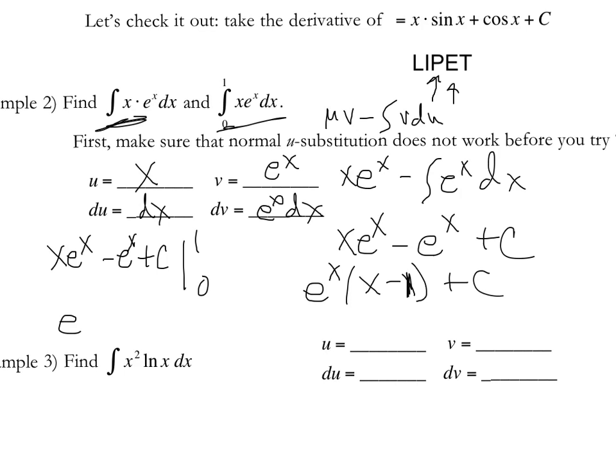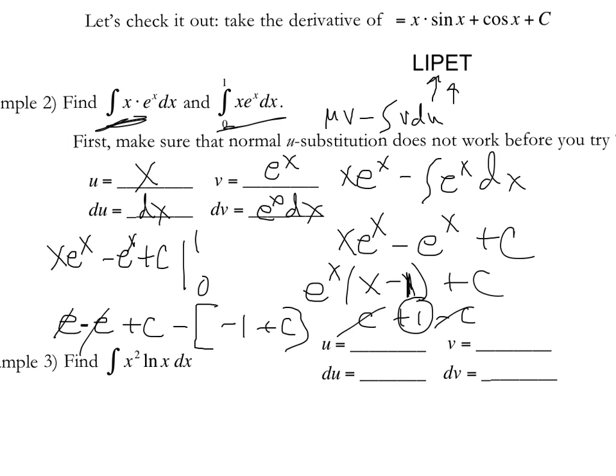1 times e minus e plus c, minus 0, right? 0 times e to the 0 is still 0, minus e to the 0, which is 1, plus some constant c. And when you distribute this stuff through, look what happens. Well, the e's are gone, and I've got a c plus 1 minus another c. That constant cancels off, so all I'm left with is the 1.